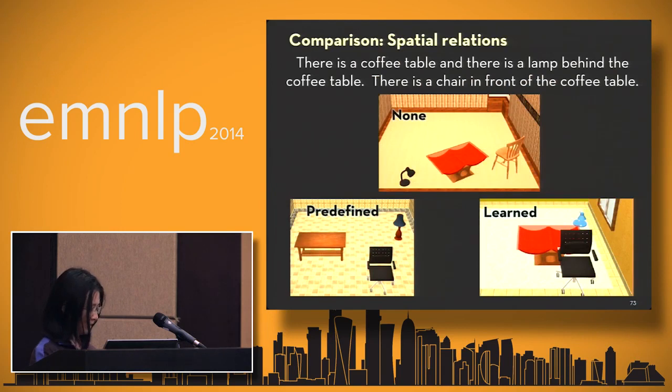Similarly, we can see that having a good grounding for spatial relations is important. If we don't know about spatial relations, and we have this sentence in which the chair is in front of the coffee table, and the lamp is behind the coffee table, we have this. If we have a naive predefined relation, we get the chair is here, the coffee table is kind of in the back but to the side, and the lamp is to the back. Then with our learned relations, the coffee table is more appropriately directed back of the chair.